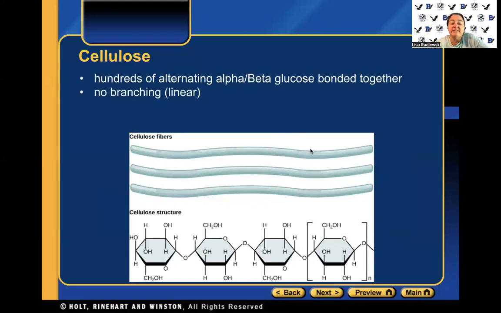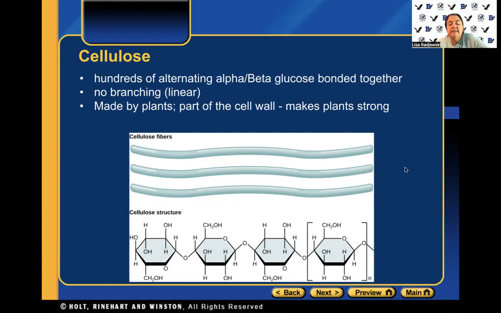It is linear, as you can see in the picture. There's no branching, which some of the other types of polysaccharides will have. And plants make it. It's part of their cell structure called the cell wall, which we'll learn about in our next unit. And it makes plants very strong. And that is what fiber is, and we can't digest it.